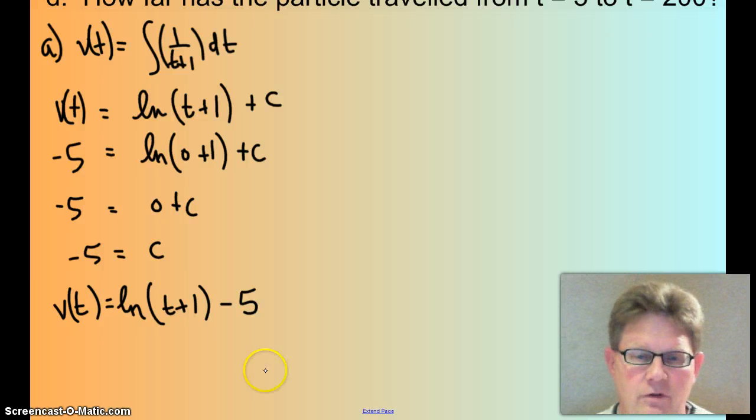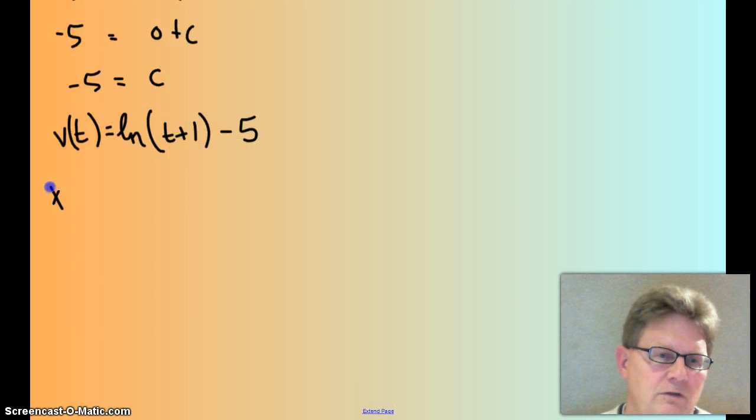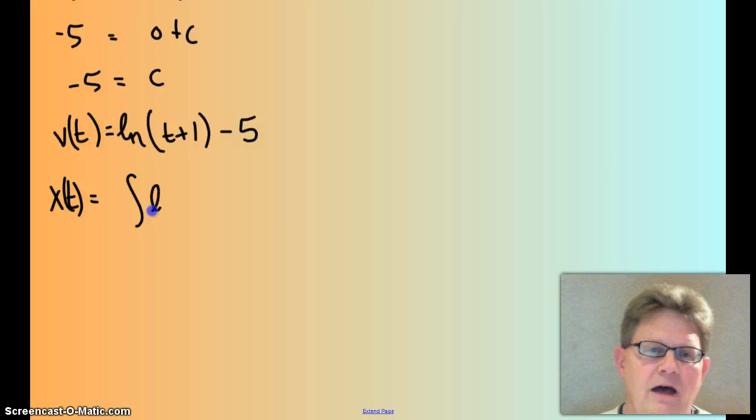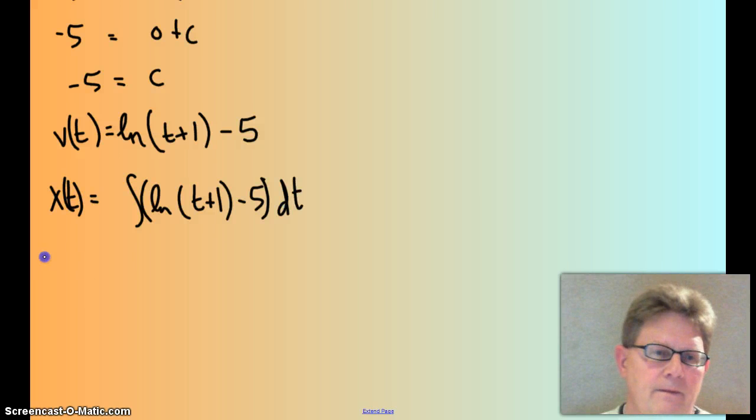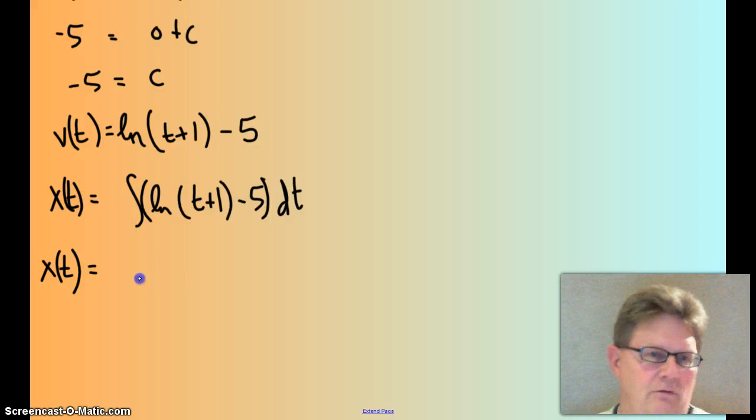So now we're going to have to find out what the position function is. The position function equals the integral of ln of t plus 1 minus 5, all with respect to t. And hopefully by now you know what the antiderivative of the natural log is. If you don't, go look it up in your notes. And if you don't want to do that, watch, I'm going to show you. Remember, it was x ln of x minus x.